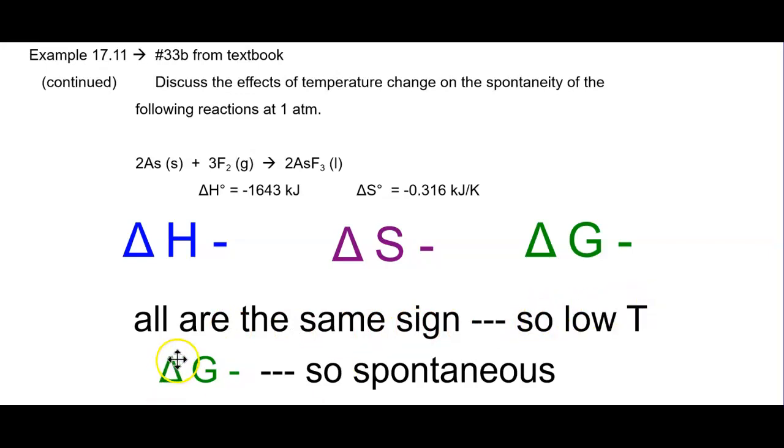And remember, because H, S, and G are all the same sign, we're looking at low T, not all T, but low T. And we know that delta G is negative, so it's going to be spontaneous. We would say then this reaction is spontaneous at low temperatures.